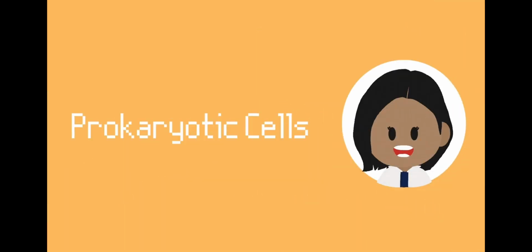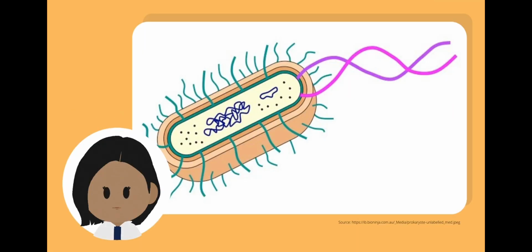First, prokaryotic cells. These are small and simple cells whose genetic material is not membrane-bound. Prokaryotes are unicellular organisms. This means that they do not have a nucleus to store their DNA. Instead, it is contained in a central area of the cell called the nucleoid, which isn't surrounded by a membrane.